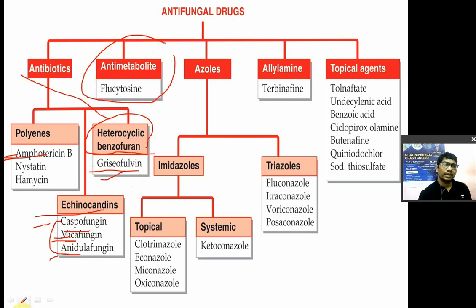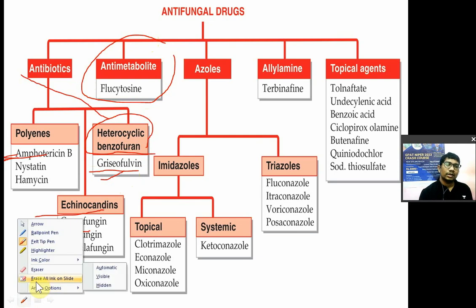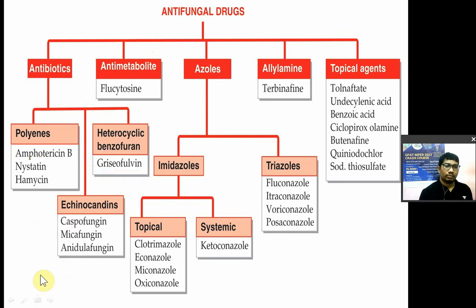Now the second class in the antifungal agents is the antimetabolite, that is flucytosine. Flucytosine is an antimetabolite. It is a prodrug. Flucytosine is converted into an active metabolite known as 5-fluorouracil by an enzyme. Now 5-fluorouracil will bind to DNA, inhibiting DNA and protein synthesis by inhibiting the thymidylate synthase enzyme. So 5-fluorouracil is the active metabolite of flucytosine, remember.